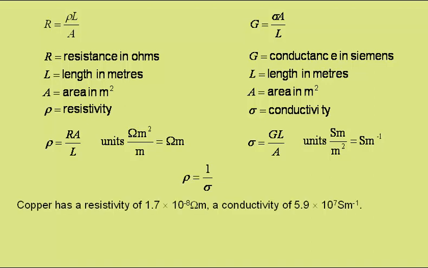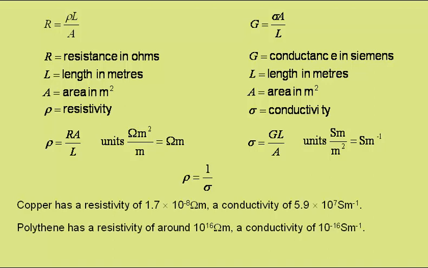Copper has a resistivity of 1.7 times 10 to the minus 8 ohm meters, a very low resistivity, and a conductivity of 5.9 times 10 to the 7 Siemens per meter, a very high conductivity, meaning copper is very good at passing charge, or conversely very poor at preventing the passage of charge. Polythene has a resistivity of around 10 to the 16 ohm meters, a very high resistivity, and a very low conductivity of 10 to the minus 16 Siemens per meter.